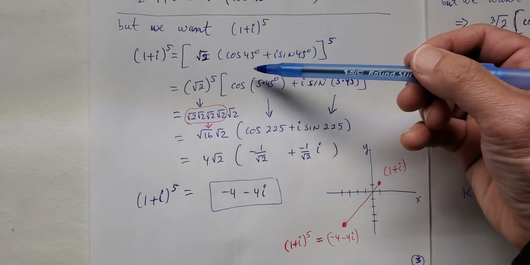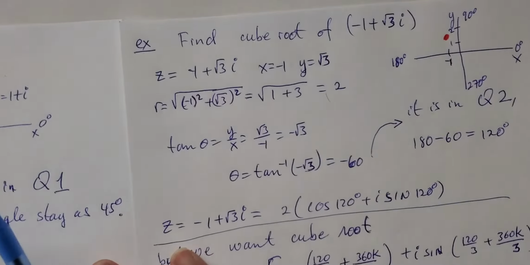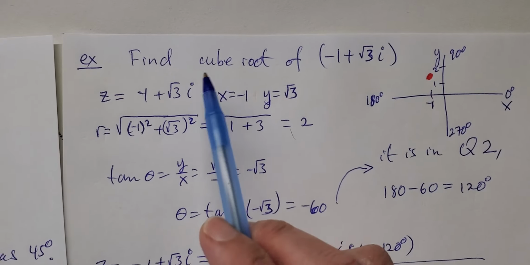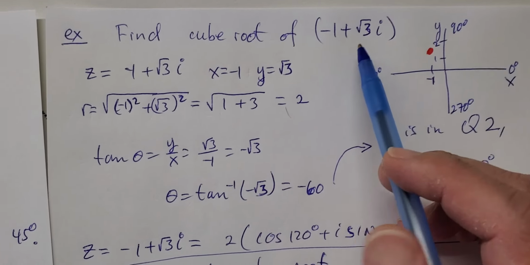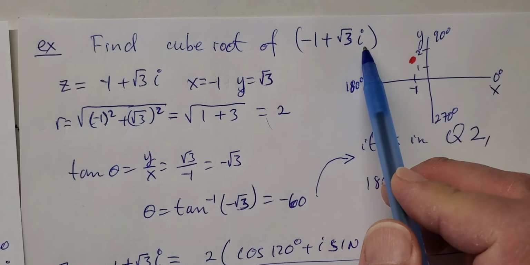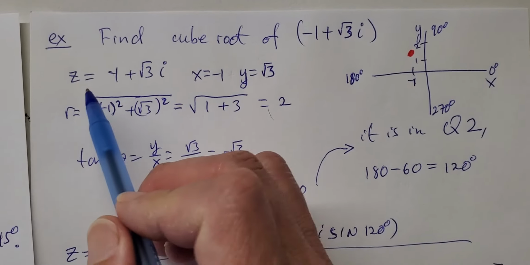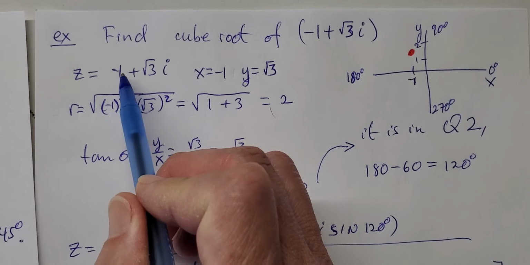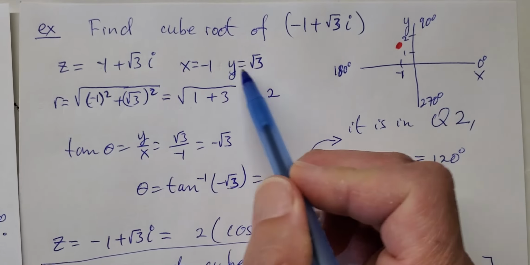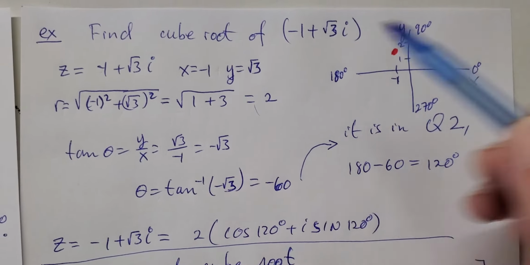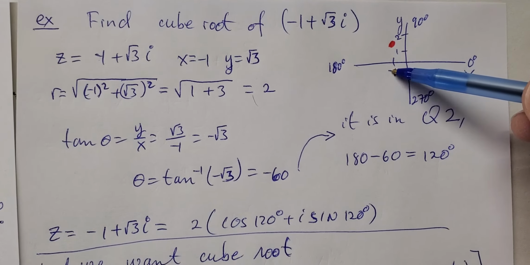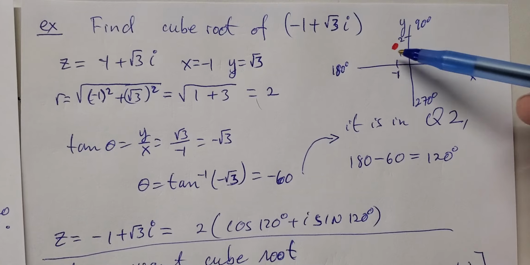Okay, now we're going to do the same thing, but this time we're going to cube root this. Here's an example of a complex number, negative 1 plus square root 3i. So here's our complex number. x is negative 1, y is square root 3. Let's plot negative 1 and square root 3 on the graph. So it's in the 2nd quadrant.